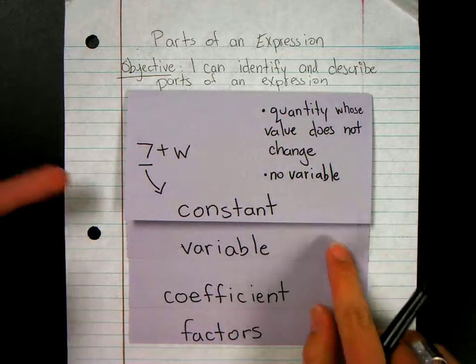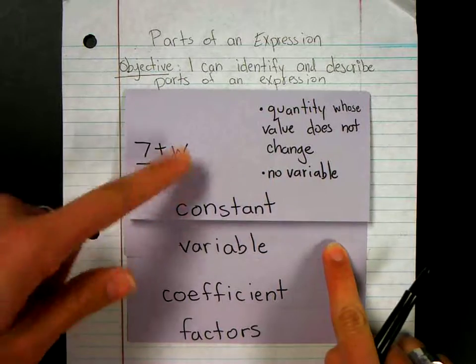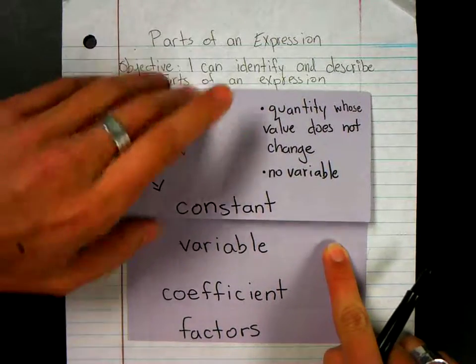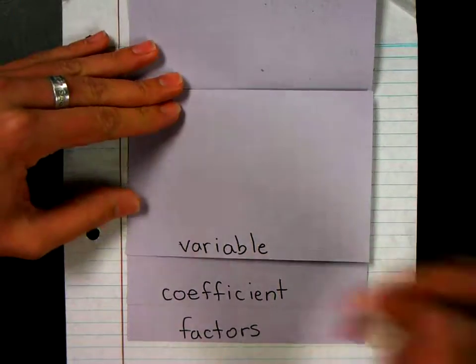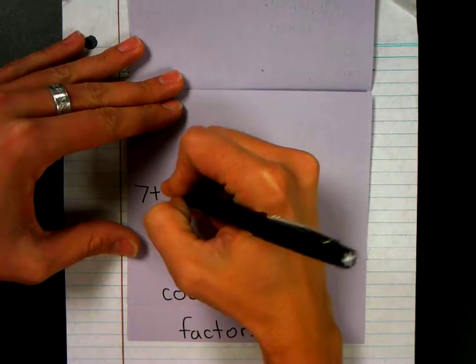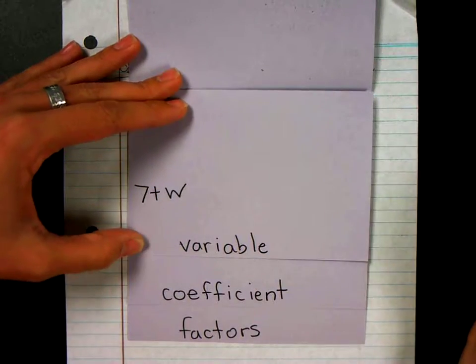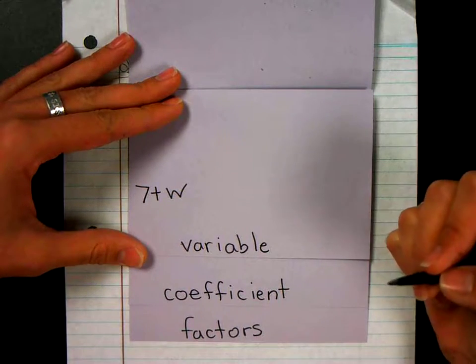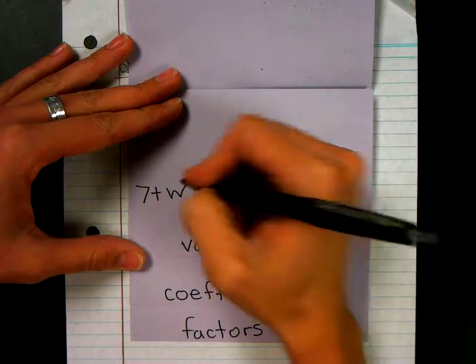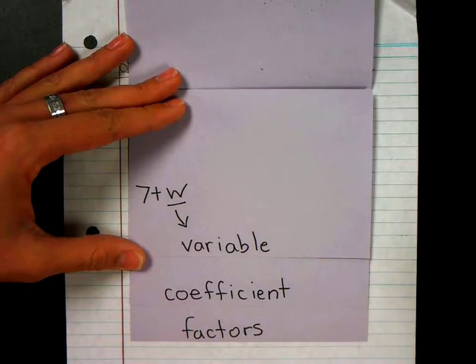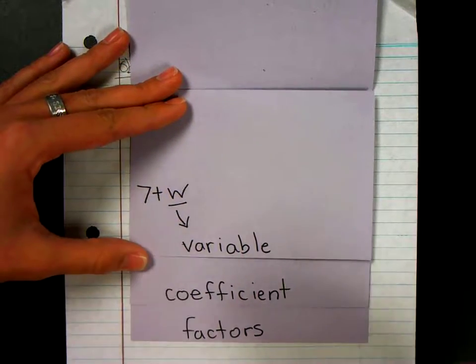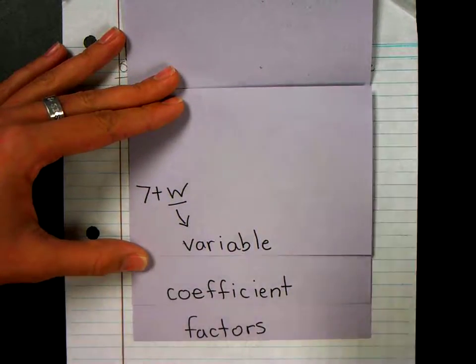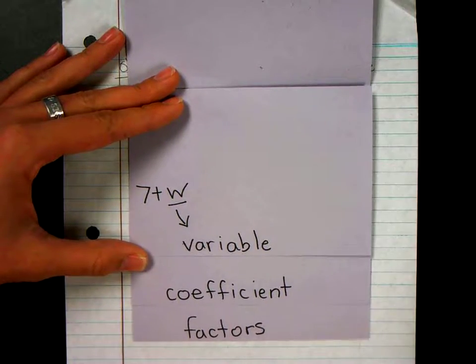Now let's talk about variables. When we talk about variables, we are going to flip the constant flap up. And we're going to work in this section. I'm going to use the same example, 7 plus W. Now we're talking about the variable. The variable, as described in our previous lessons when you were watching the video, is a letter that represents an unknown value. The most common one is X, but today we use W. So you can use any letter of the alphabet.